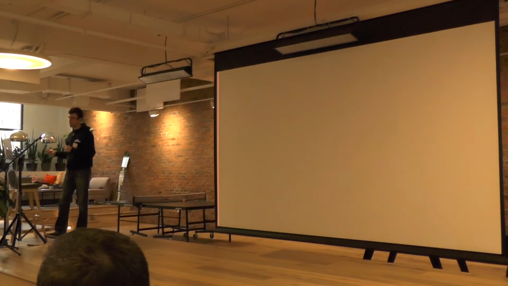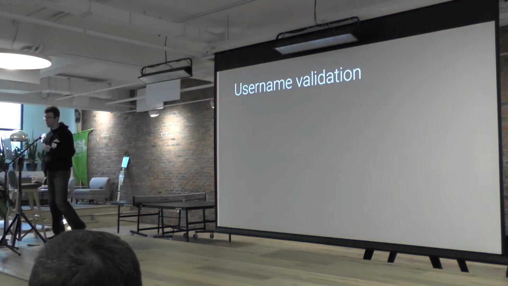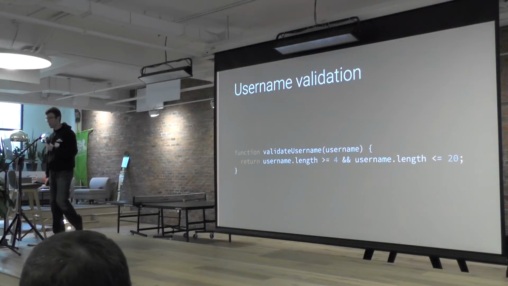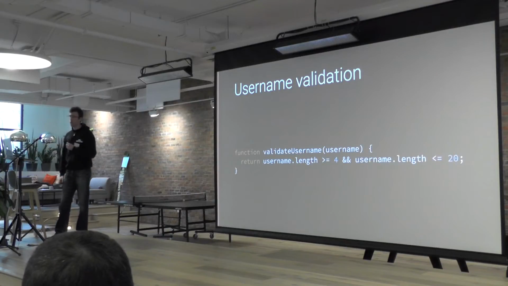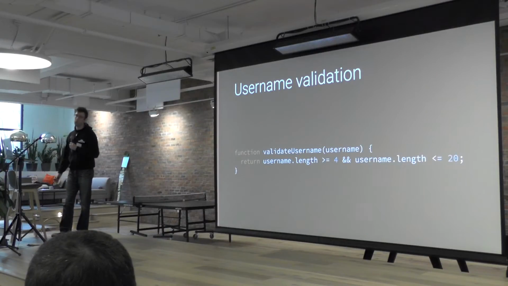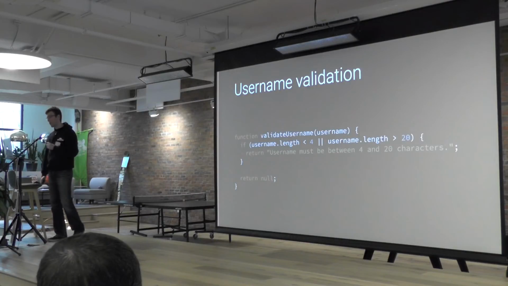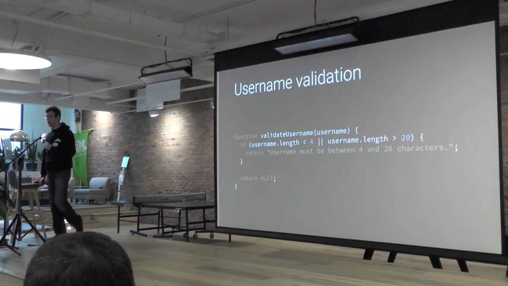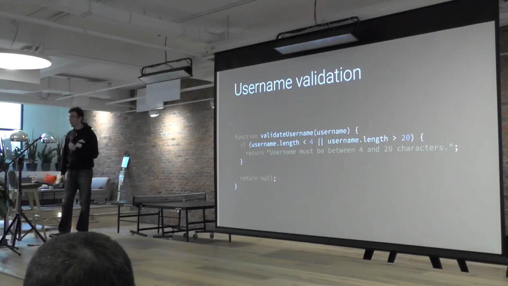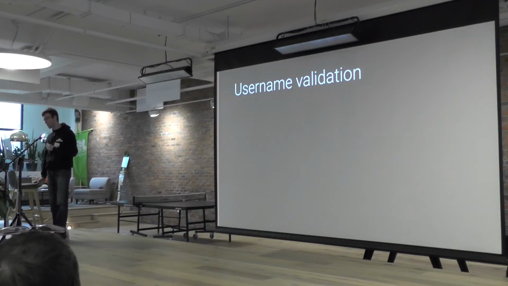All right, so let's write some JavaScript. A simple example, back to username validation. Here's a function that takes in a username, and it returns true if the username is within 4 to 20 characters. We can make this a little bit better. We can return an error message if the username is invalid, and return null if it's valid.